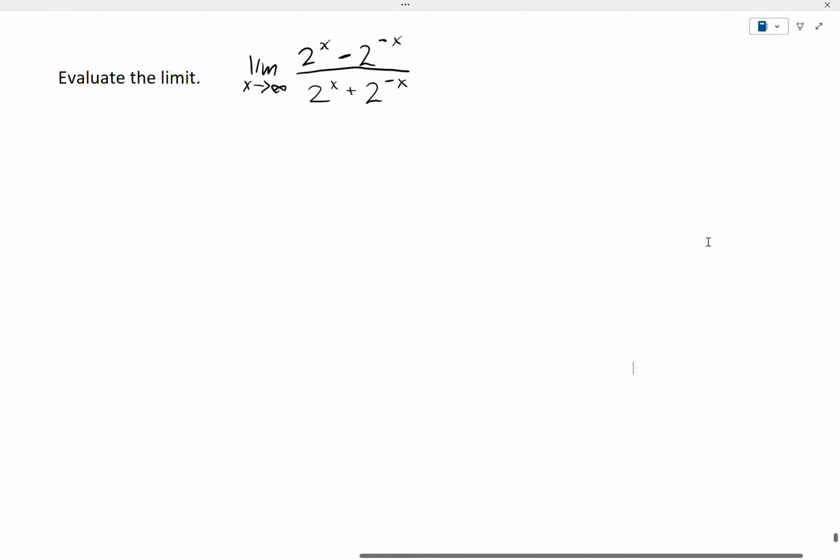In this video, I'm going to be doing a limit problem that involves the limit as x approaches infinity. So you can see the function here that we're looking at. We're looking at as x goes to infinity. So I'll just plug in infinity for every x and see what we get.